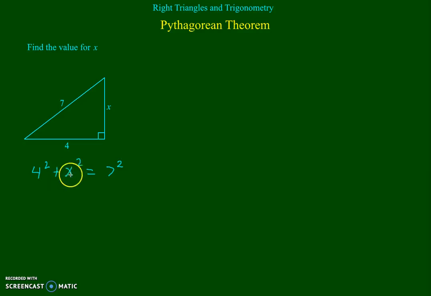So now we need to solve for x, and you'll notice that I'm not going to square these values just yet. So let's put down x squared equals, we're subtracting 4 squared from both sides, so that's 7 squared minus 4 squared. And then I have to undo this square here because I'm solving for x, so I'm going to take the square root of both sides. So the square root of x squared is x, and the square root of this side is 7 squared minus 4 squared.